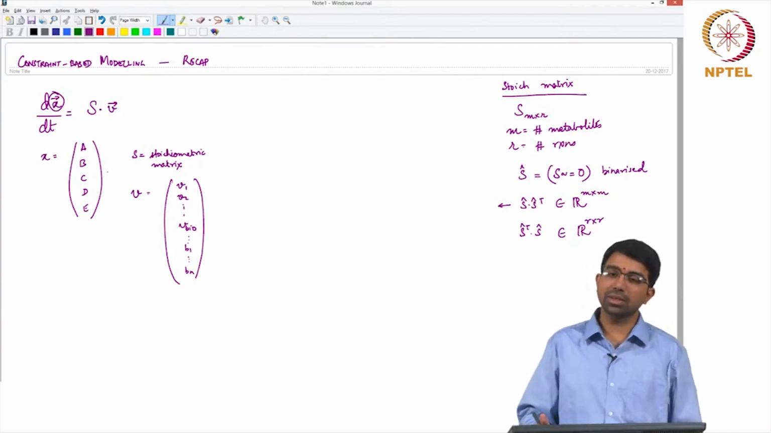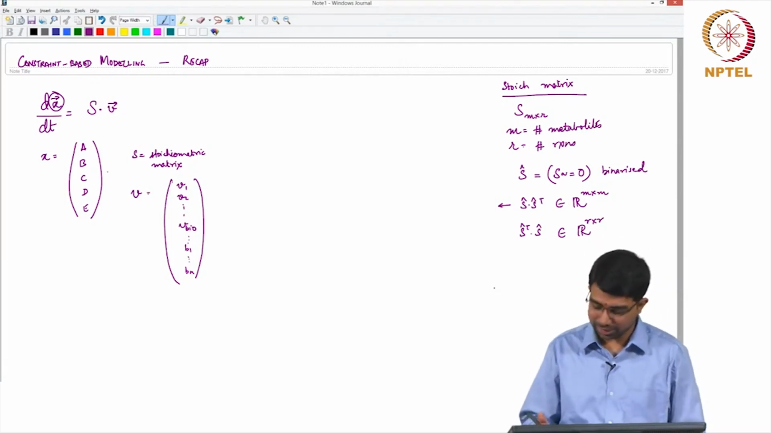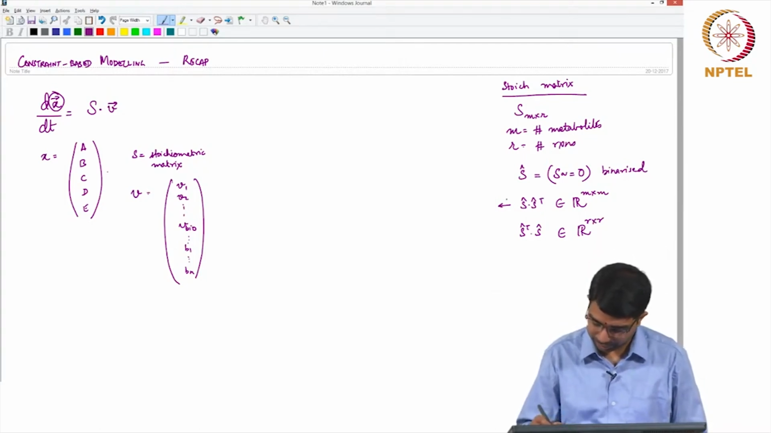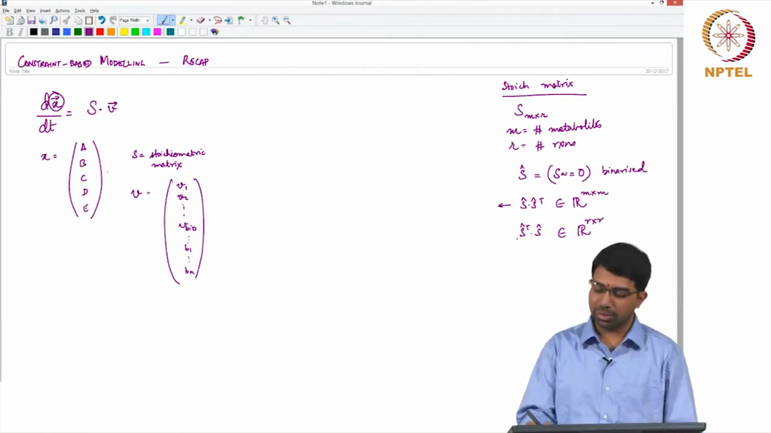And what is the diagonal? That is why it is not a substrate graph. So, what is the diagonal? The number of reactions a metabolite participates in, right. So, that is going to be the diagonal. So, you can think of what happens when you multiply S cap transpose into S cap as well, right.